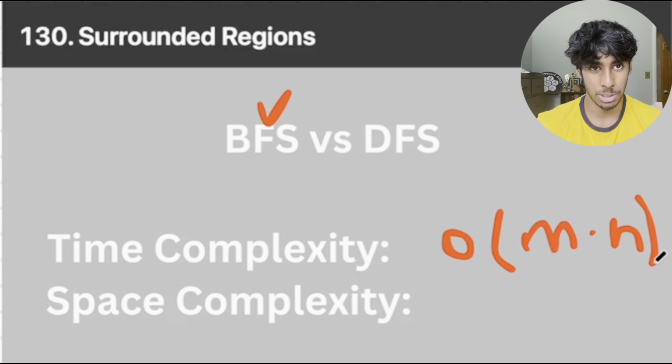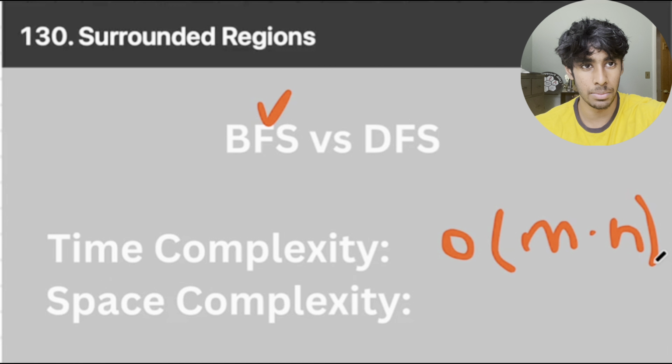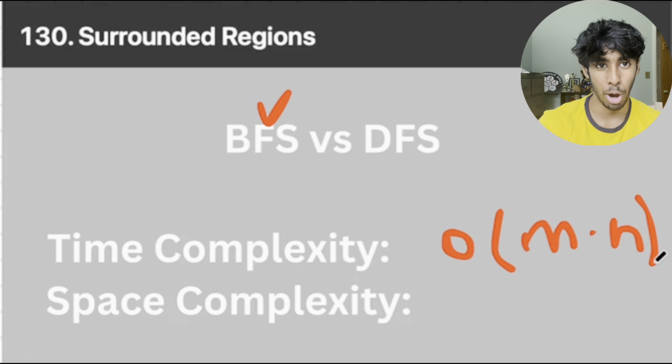And similarly for the space complexity, in a worst case scenario, which would be all of the cells in the grid are O's, we would have to keep track of all of those cells because we need to make sure we don't remove them. So that would also be O of m times n, because in the worst case scenario, it's going to scale with the total number of cells we find in the grid. So now that we know the general idea of how to solve this question, we can code it up.